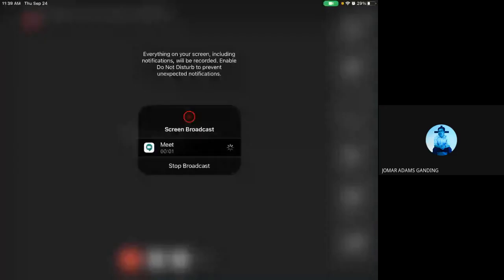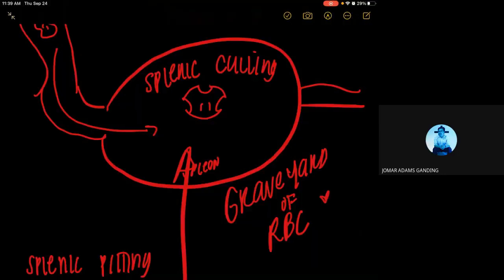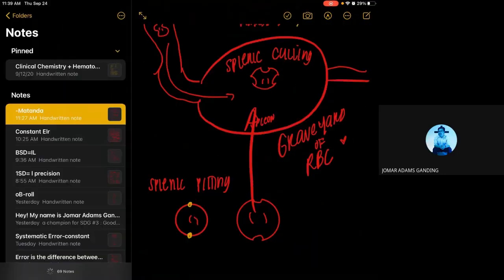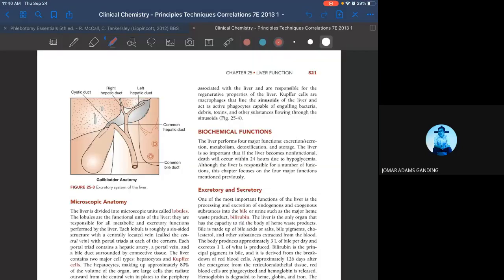Miss Leibag, what is your question? Sir, yung sa storage form po ng iron? Ferritin. It is your ferritin. Thank you po. Okay. Thank you po. Yung functional unit, yun pa rin yung hindi. Kasi in lobules kasi dito eh. Lobules dito kay Bishop.